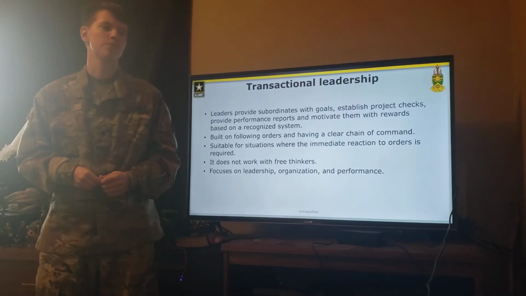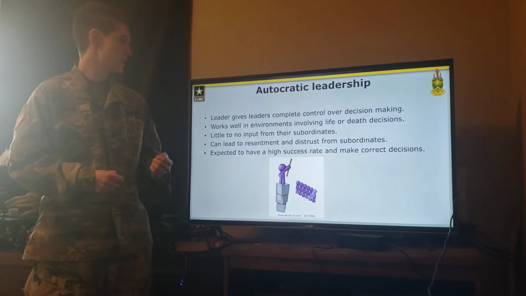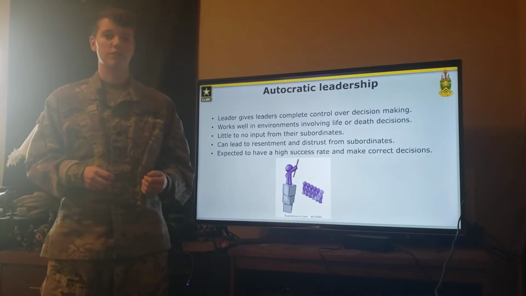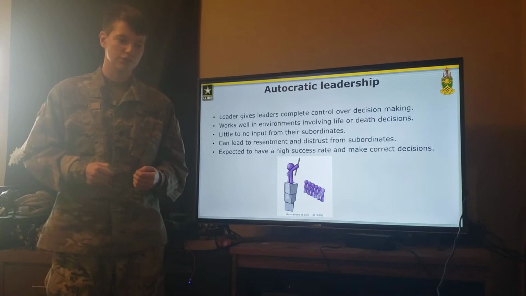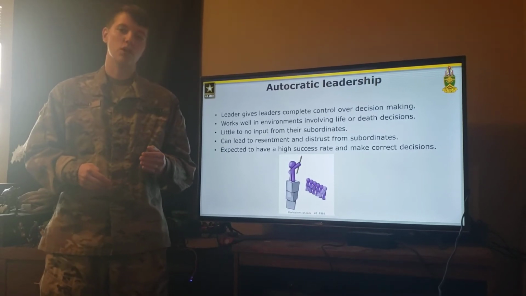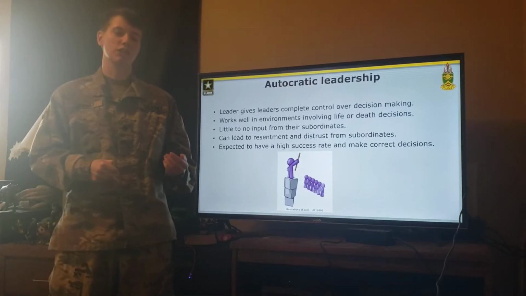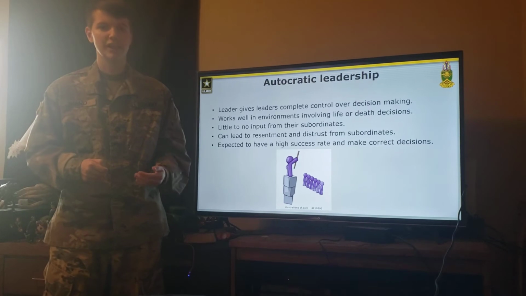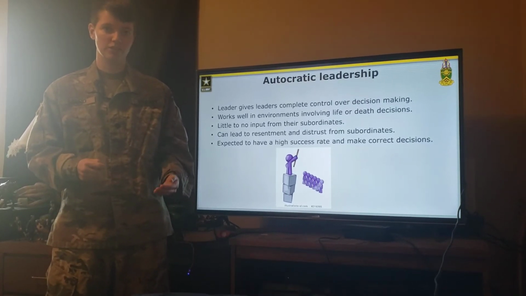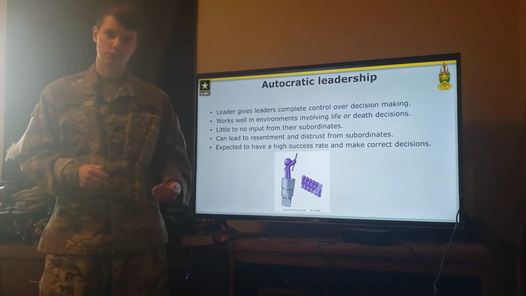Next is autocratic leadership, which is similar. This leadership style gives leaders complete control over the decision-making process. Now, this is usually focused on one leader in complete control of every decision. This works well in environments involving life and death decisions. So again, it works well in deployment scenarios where every order needs to be followed or someone could get killed.